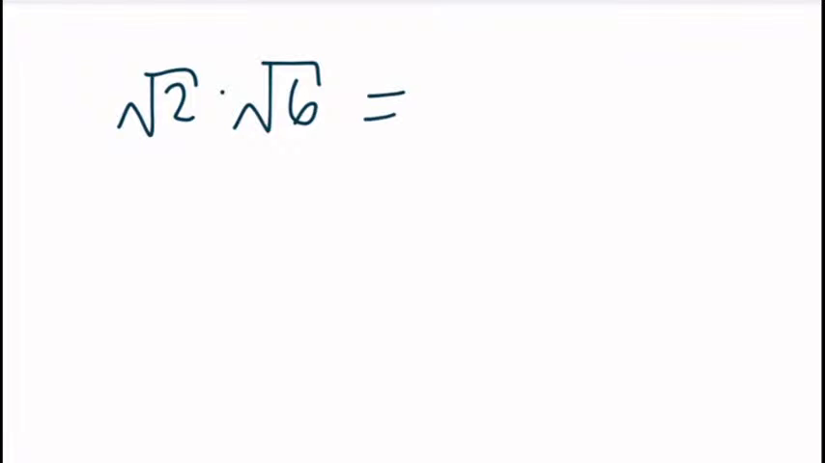Multiplying is very simple. You just have to multiply whatever number is inside the radical with the other number. So in this case, we would multiply 2 times 6. That's 12, and we put it under a radical. So our answer would be radical 12.